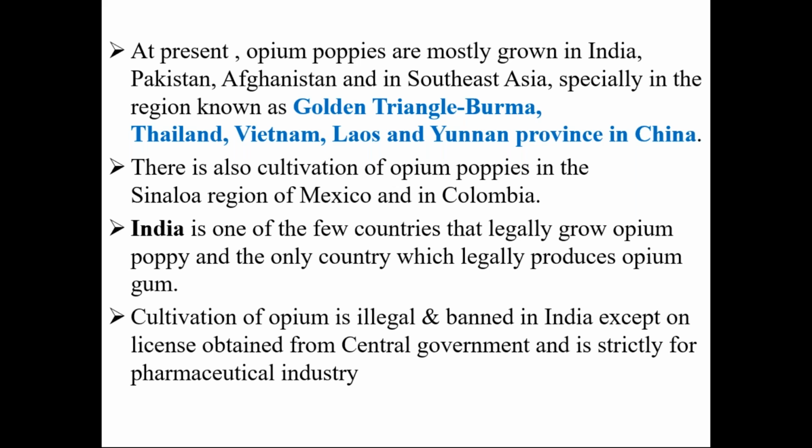India is one of the few countries that legally grow opium poppy, and the only country which legally produces opium gum. Cultivation of opium is illegal and banned in India, except on license obtained from the central government, and it is strictly for the pharmaceutical industry. Very important: India grows poppy only for pharmaceutical industries, and anybody who wants to grow it must take permission from the central government.